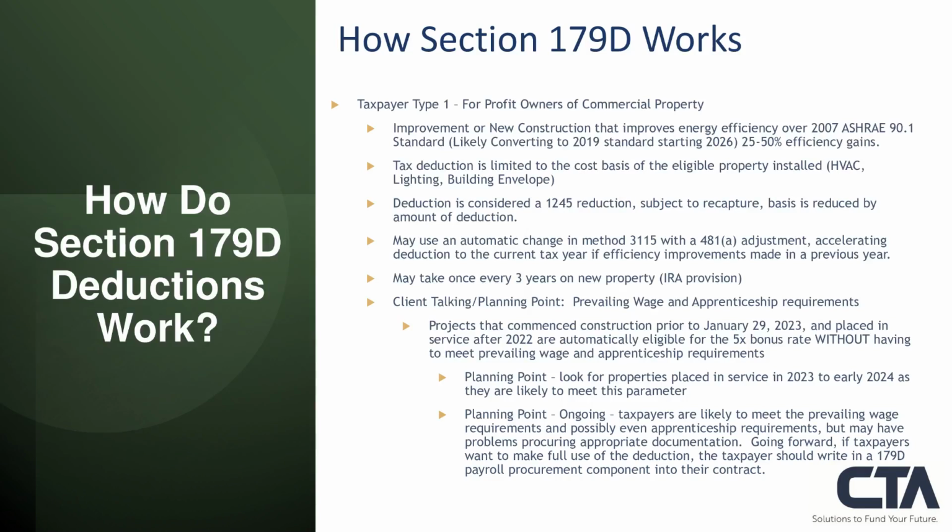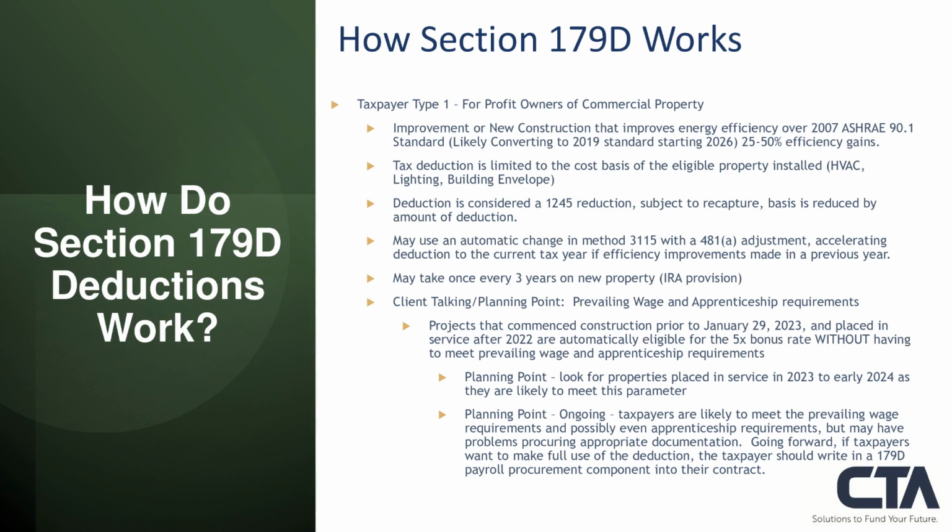And one thing to note here is you can only take this once every 3 years on a property, basically from this IRA provision. So you can only really take a 179D deduction once every 3 years, right? That's one thing to keep in mind.